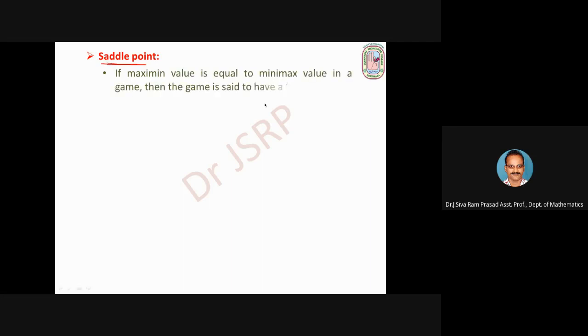Okay, next, saddle point. If the maximin value is equal to the minimax value, then the game is said to have a saddle point. If the maximin value is equal to the minimax value, then the game is said to have a saddle point. Okay. If these two values are not equal, then the game has no saddle point.